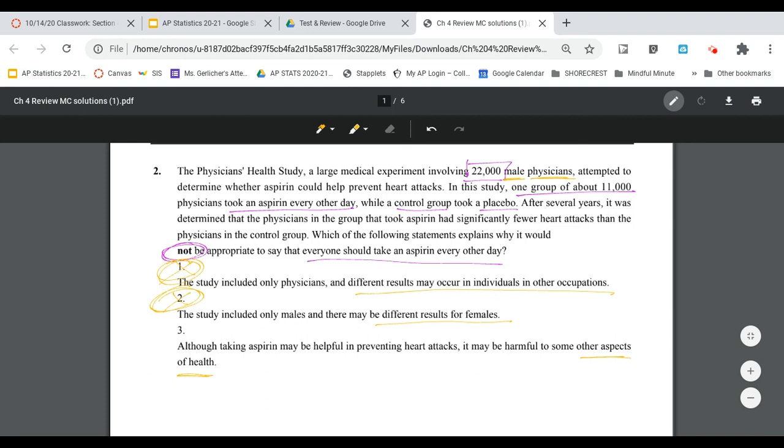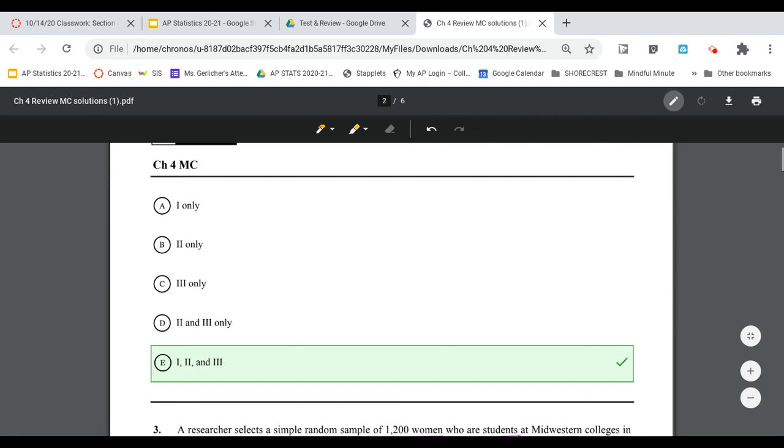So we can't say take an aspirin every other day because maybe even if it does reduce heart attacks, that might be having other effects that we don't know. So the study only can generalize out to heart attacks. That's not enough to be able to say, yes, you should do it every day because there's 1,000 other variables involved in your overall health. So it is 1, 2, and 3.